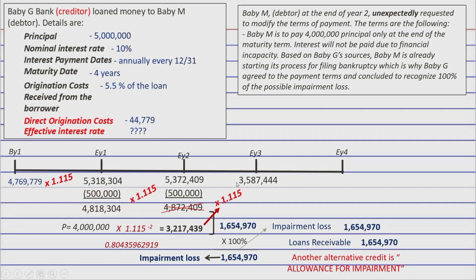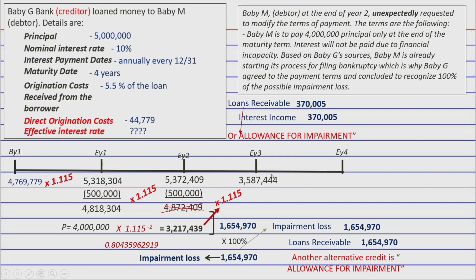And this 3,587,444 will already be the balance of your loans receivable at the end of year 3. Now, as for the entry, it's just debit loans receivable because the receivable increased, right? And then, credit interest income for the difference of this one and this one, which is 370,005. But then again, instead of using loans receivable account, you have the option to use allowance for impairment losses as debit. Okay? Again, the substance will still be the same.